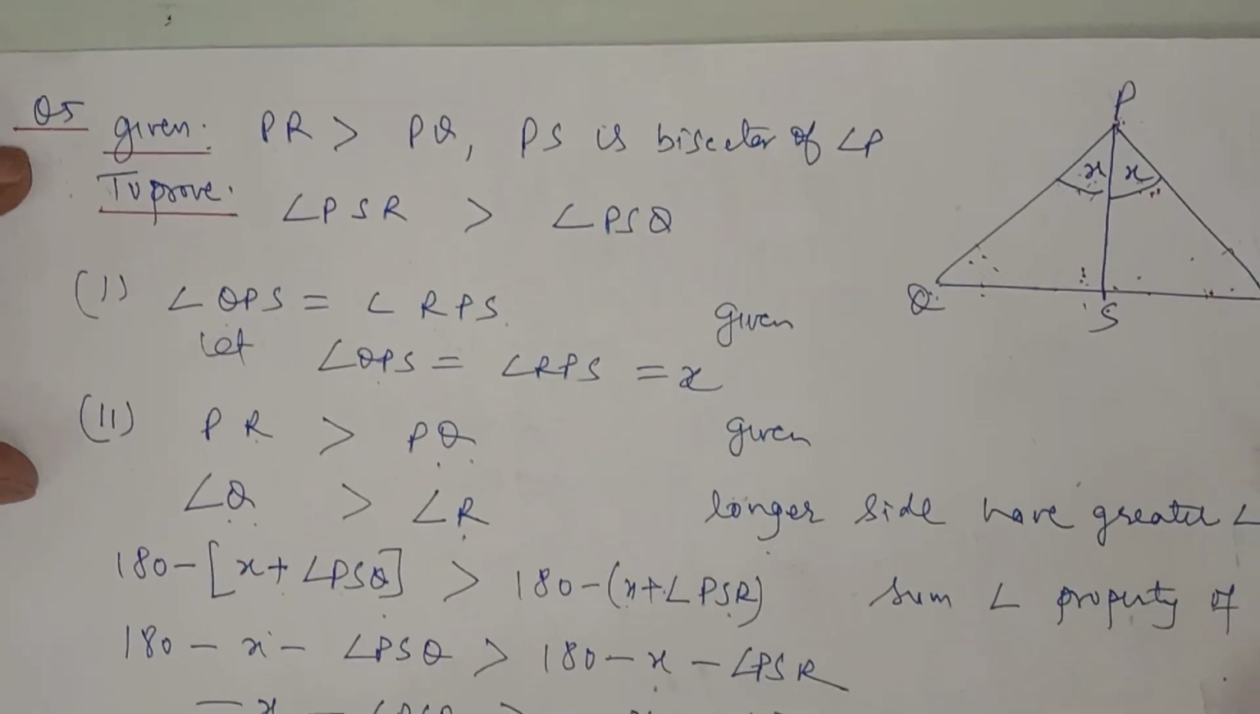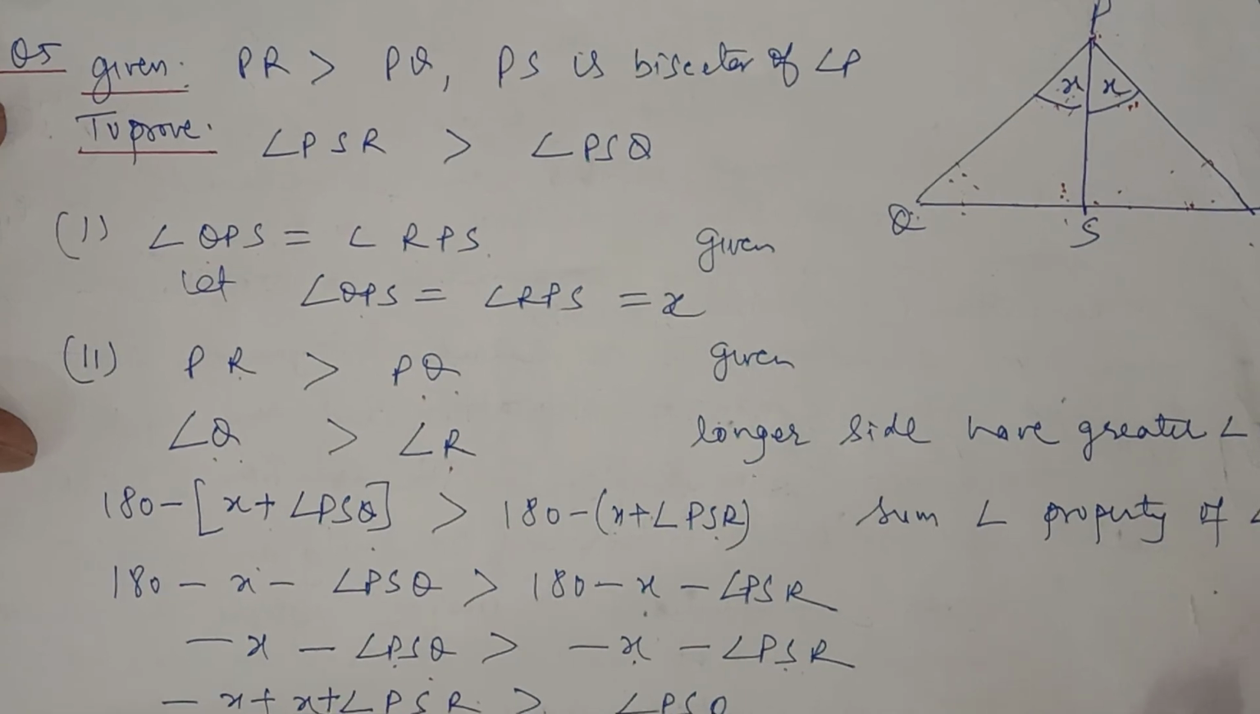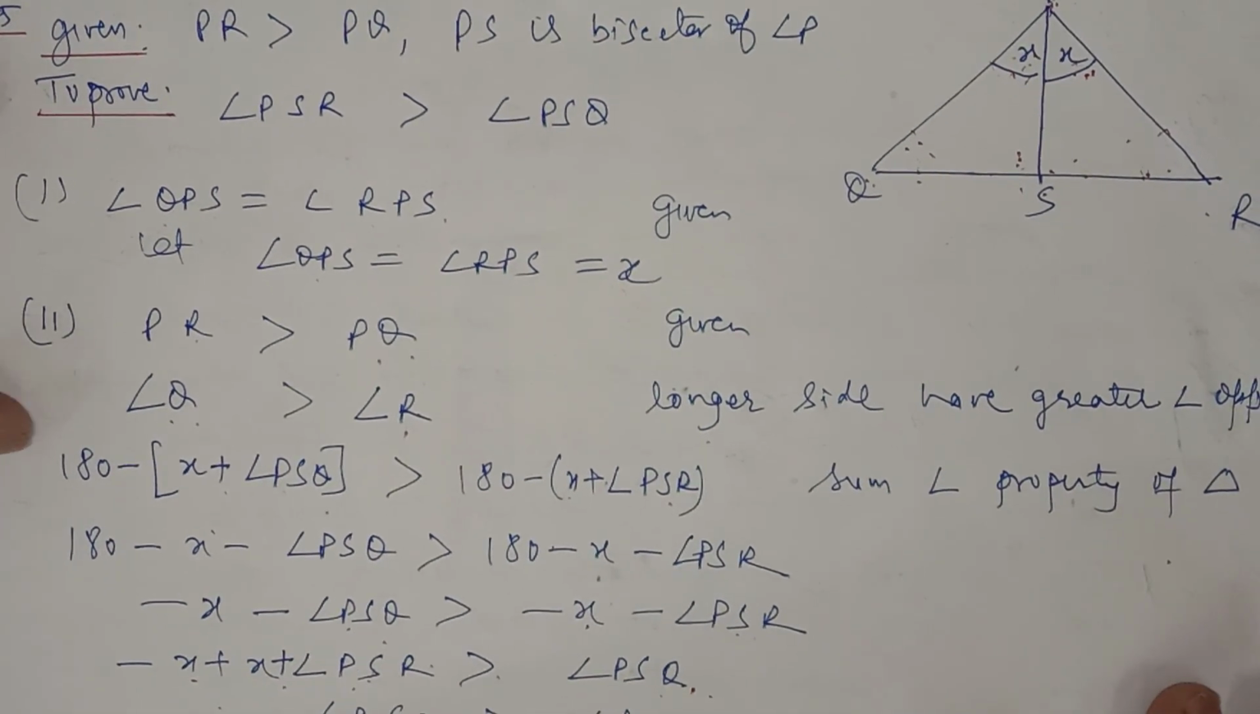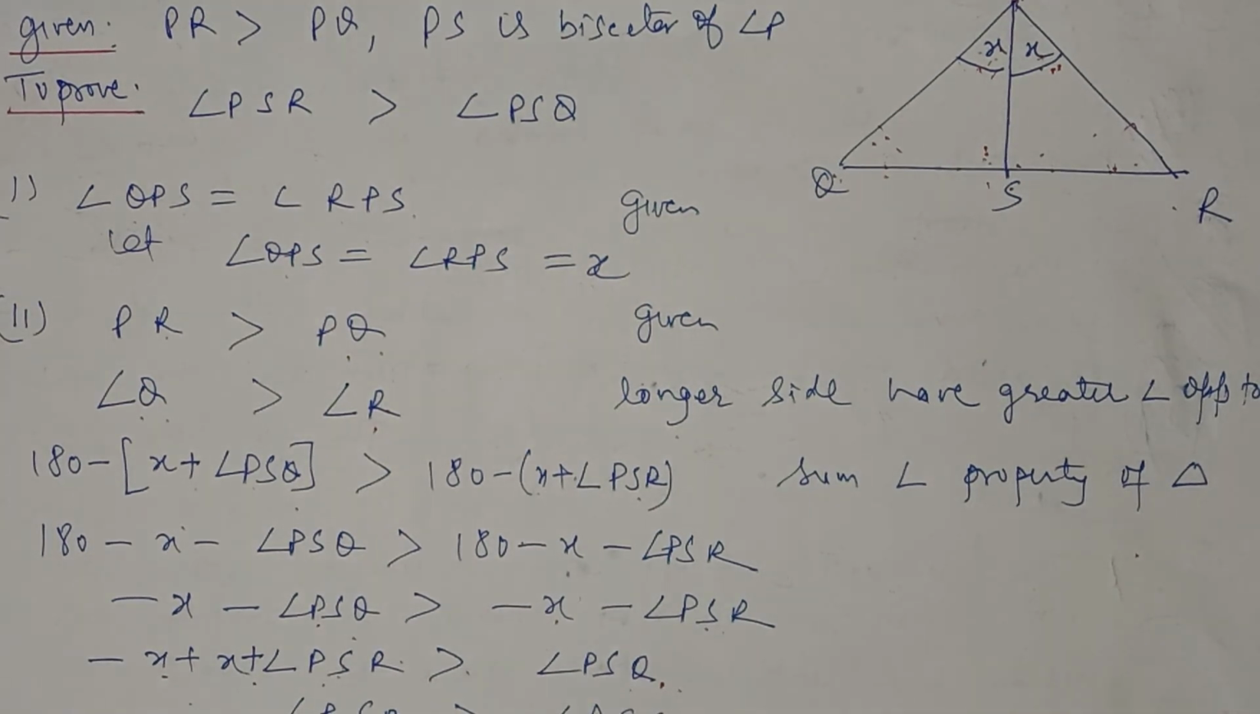So this is question number 5, the last question of this chapter also. So try to do these questions very carefully, and by writing or solving them at least 2 to 3 times, you will have a good command over these types of questions.